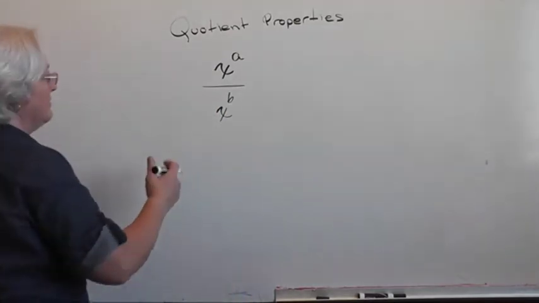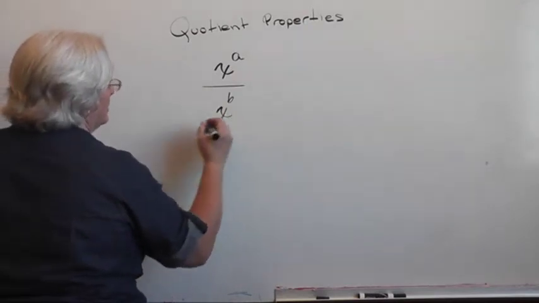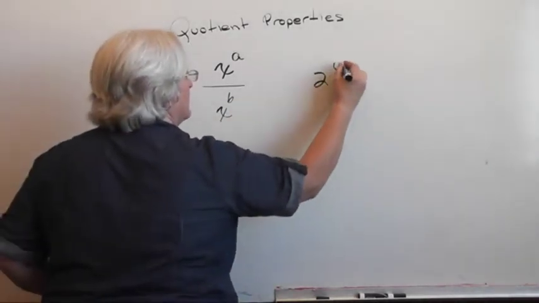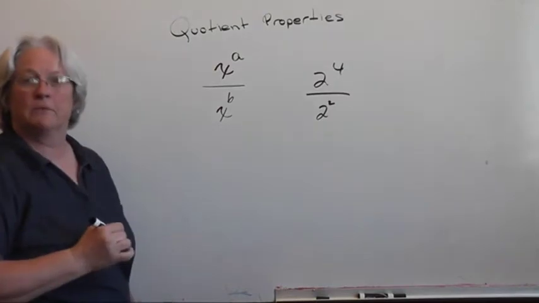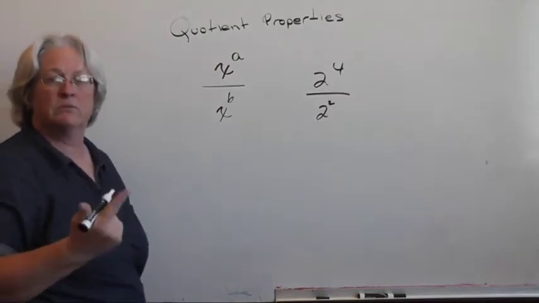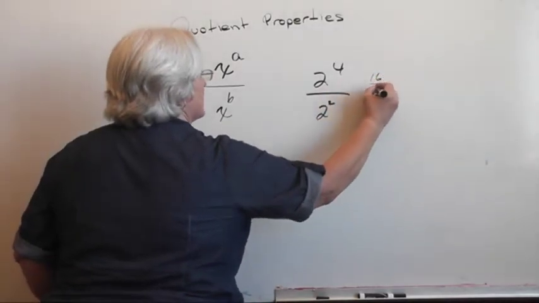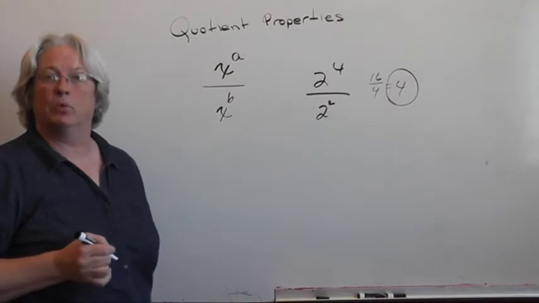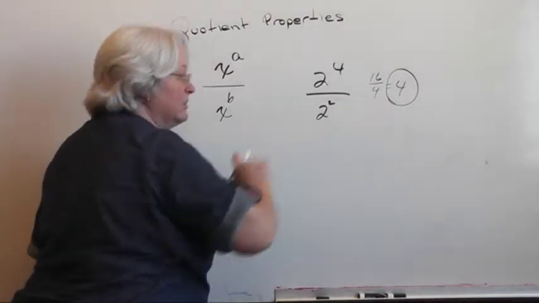So what we have is, let's say that we have, for example, 2 to the 4th divided by 2 squared. Well, we know that 2 to the 4th is 2 times 2 is 4 times 2 is 8 times 2 is 16. That's 16 divided by 4. So we know that we want to end up with a solution of 4 to our problem.